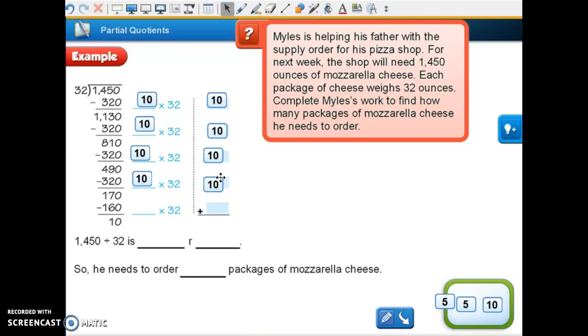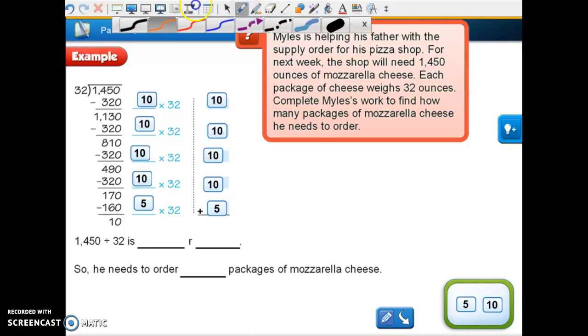Why didn't they do 10 again? Because they didn't have enough. Right, so what did they multiply by this time? 5. Notice that they're pretty strict about this format, right? There's reasons for that. Notice that these are across from each other.